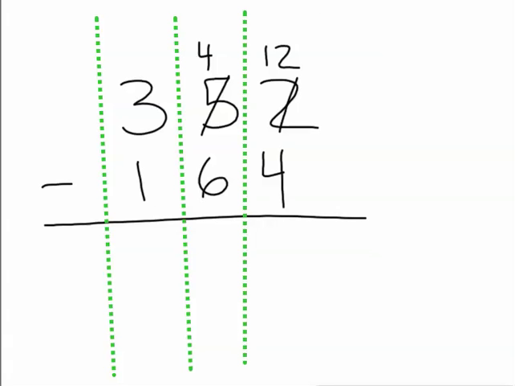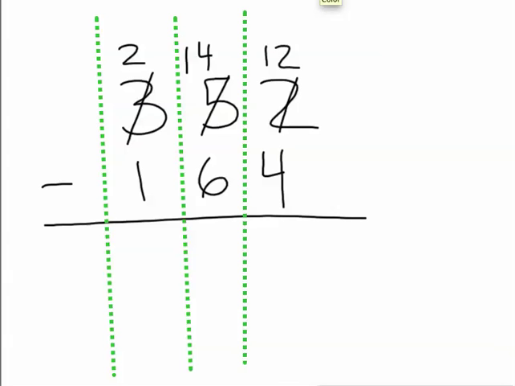No, we cannot subtract 4 tens minus 6 tens, so we must go over to the hundreds place and trade out 100, okay, for 10 tens, and make this now 14 tens. And we're left with 2 hundreds.